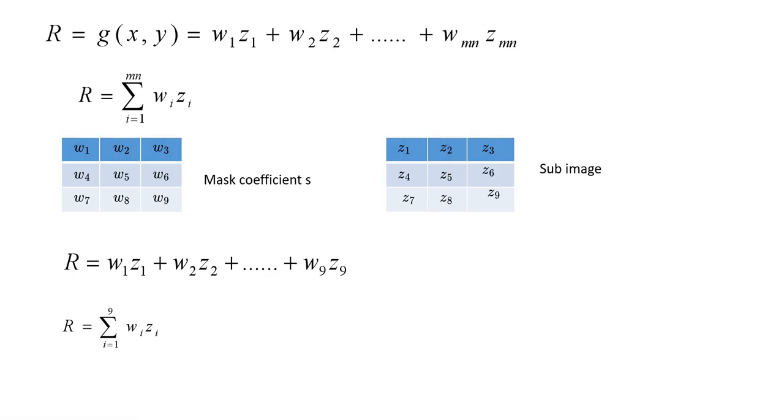Once the operation is performed, the value of z5, which is the center, will be changed after the process is completed. Similarly, you have to find out for all the points by moving the kernel over the image from point to point.